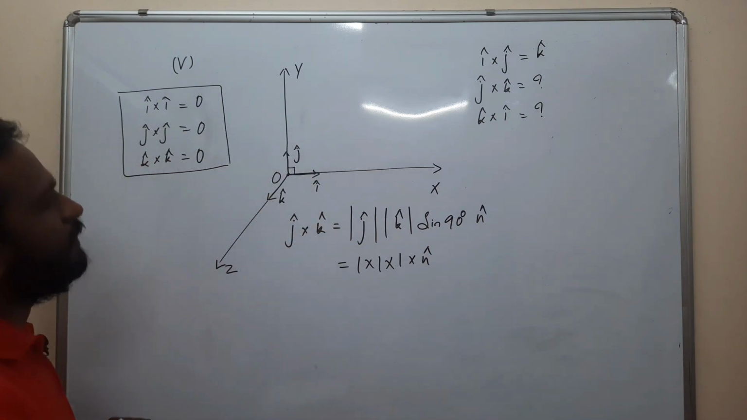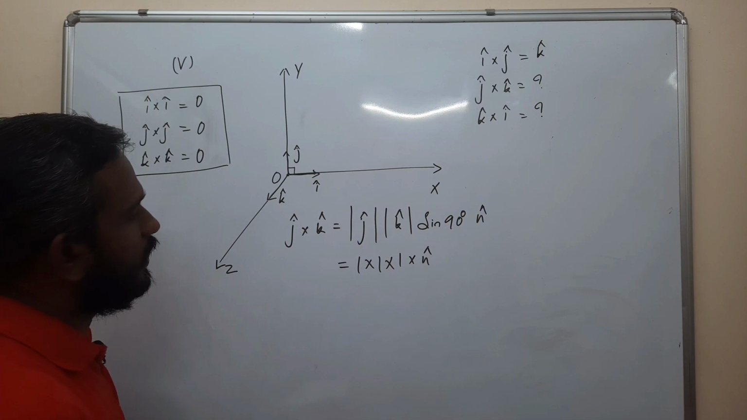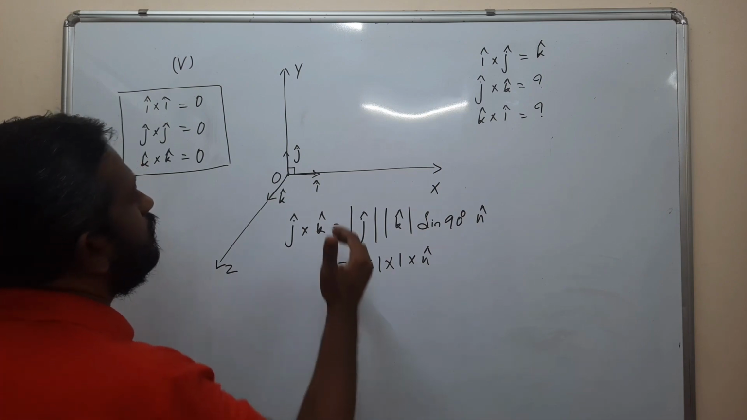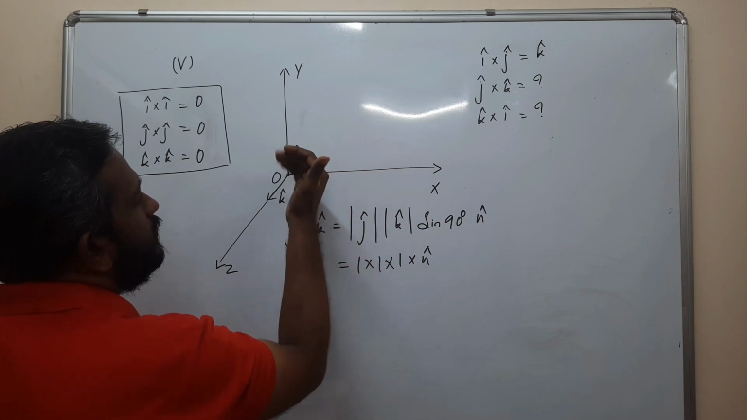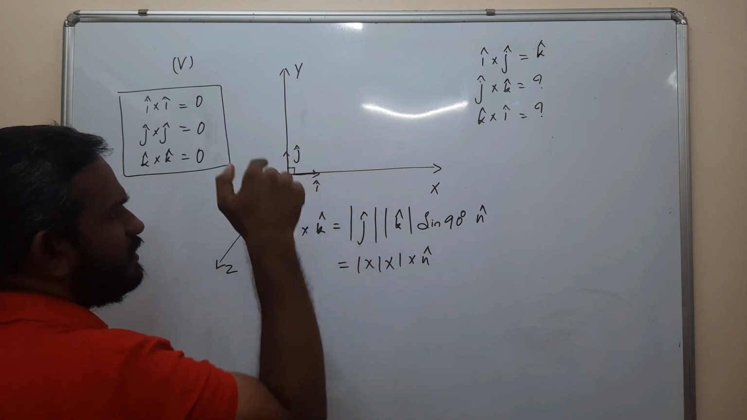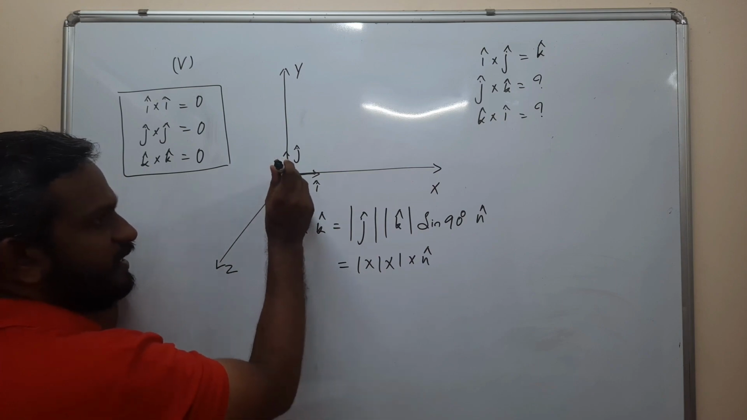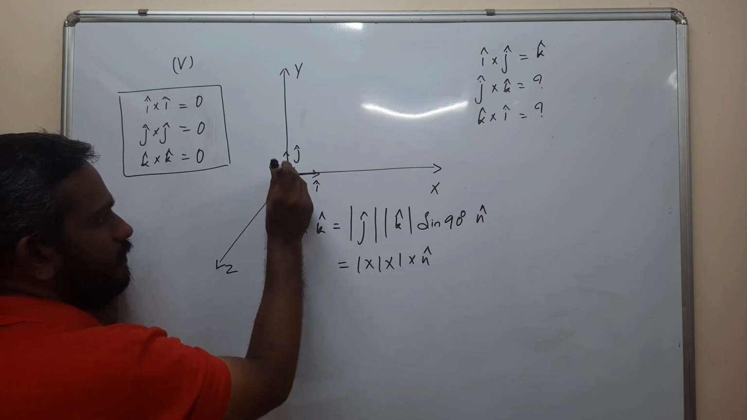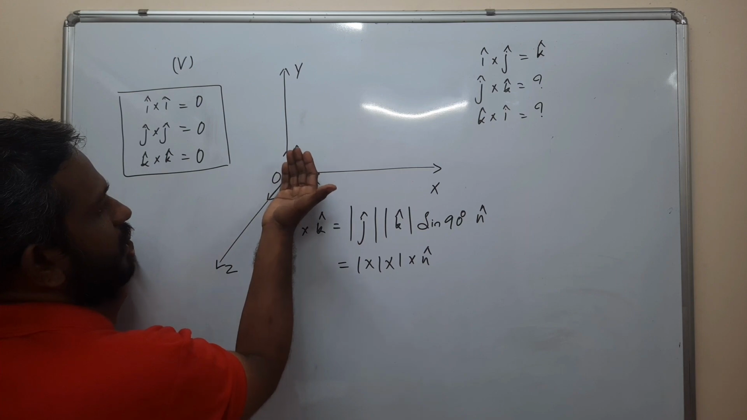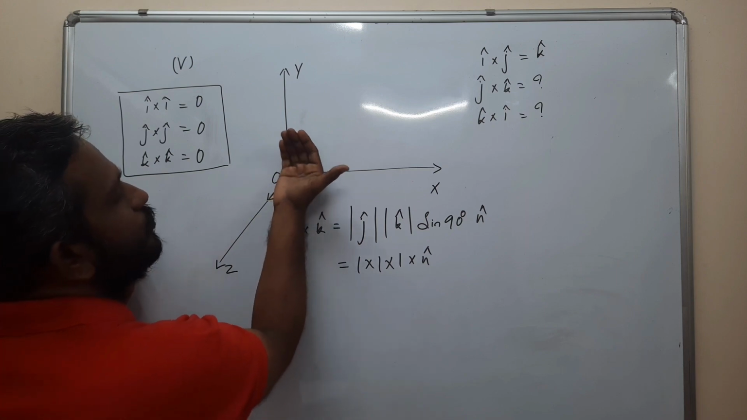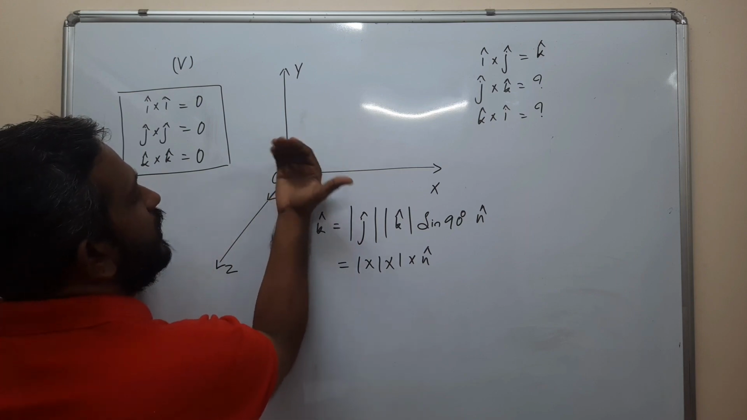So from K2, J vector cross K vector. K vector is like this. We have drawn it like this, but what is the direction? The Z axis is like this. From J vector to K, rotate the finger like this.